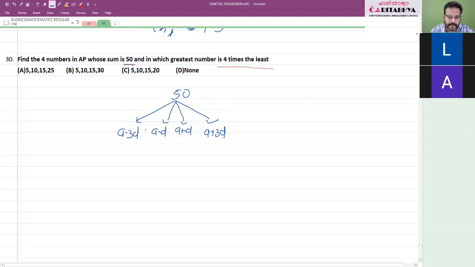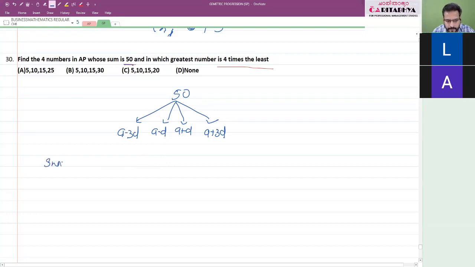So even number of terms, 4 terms format. Take the terms next to the middle as A plus D. Then with 2D as the common difference, subtract 2D going left and add 2D going right. Is that point clear? Yes, sir. Okay. Then what do we get when we take the sum?